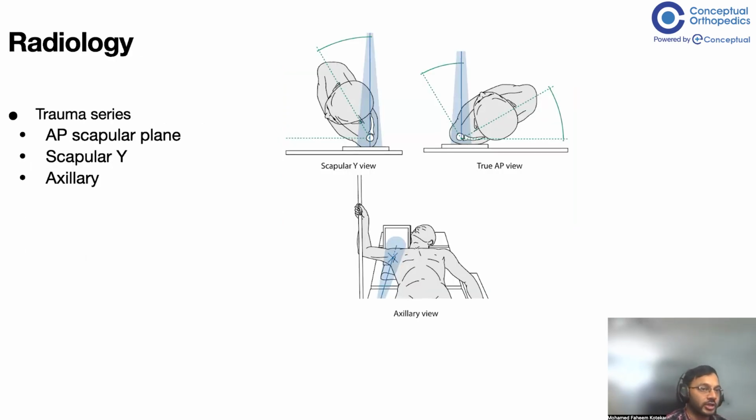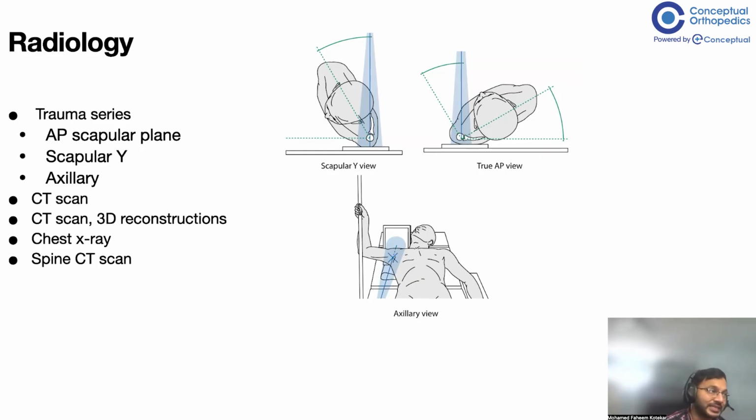Radiology wise, we have three workhorse views for the scapula. We have the true AP view of the shoulder, that is the AP view in the scapular plane. The body is bent about 30 degrees anteriorly, so that the plane of the scapula and the glenohumeral joint is seen in profile. Then the other views are the scapular Y view and the axillary view, which are helpful to get a better idea of the scapula. But in cases of comminution, all these views are also not enough to understand the anatomy. That's why CT scan and CT scans with 3D reconstructions really help us out.